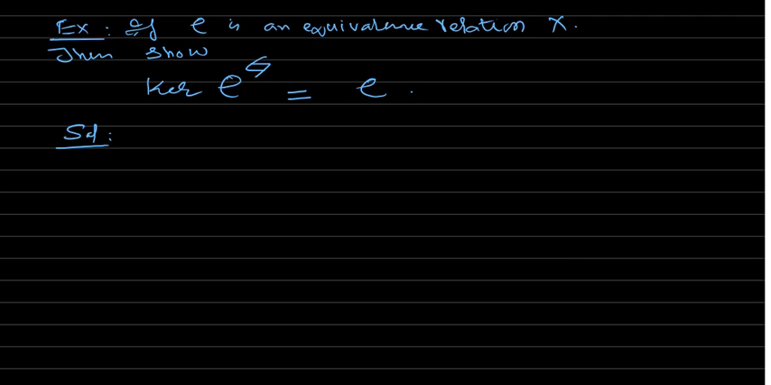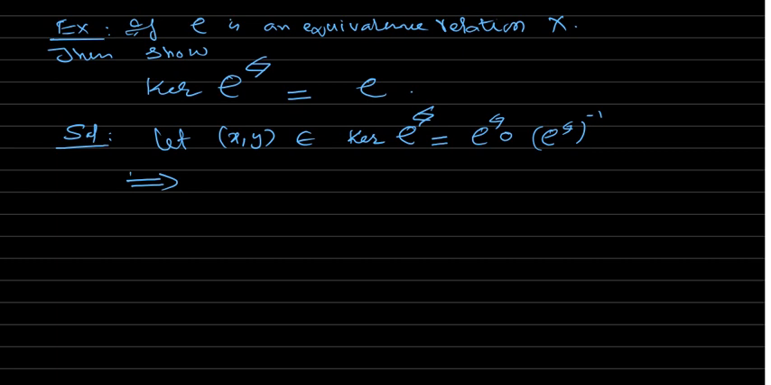So let's choose a pair in kernel of rho natural. Whenever (x, y) is in kernel of theta, meaning theta composition theta inverse, here it is rho natural composition rho natural inverse. Okay. So this is true if and only if the images are equal.